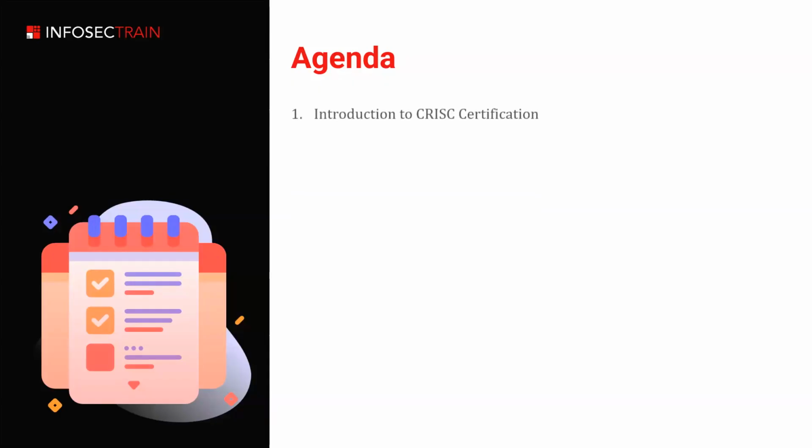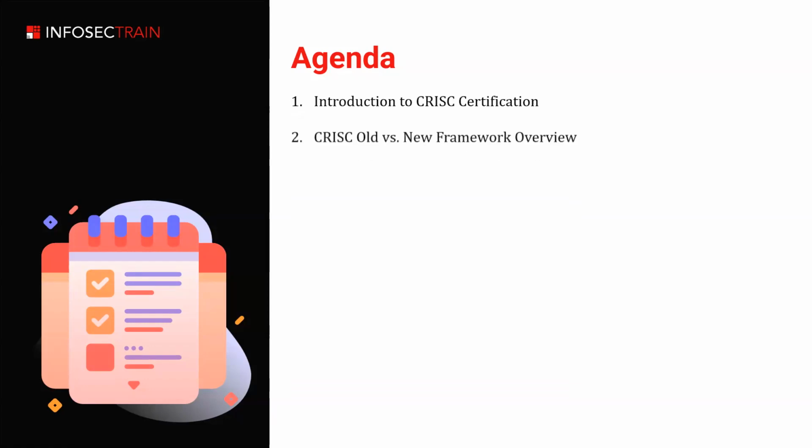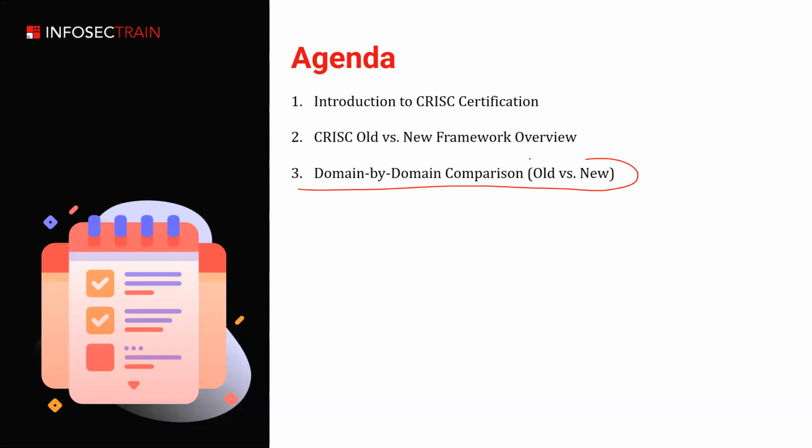Okay, so our agenda is a 7-point agenda. The first is introduction to SESSIC certification. Then SESSIC old versus new framework overview, and domain by domain comparison, old versus new, where we'll go through multiple slides and I will give you a review of what is the difference in the domains in the current version and what it was in the old version. Then, what are the updated knowledge areas and skill sets?